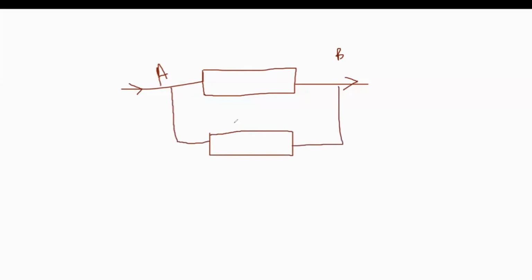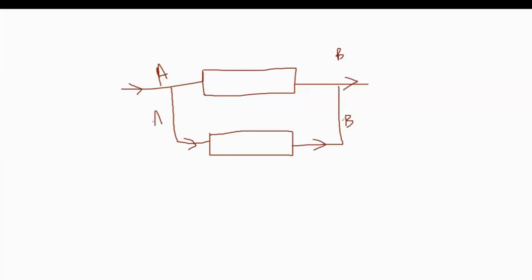Now you see here the current is again flowing in this way only. This is the starting point of the second resistor, and this is the ending point of the second resistor. Here, the starting point is connected to the starting point, ending point is connected to ending point. Yes or no? Yeah, that's right.